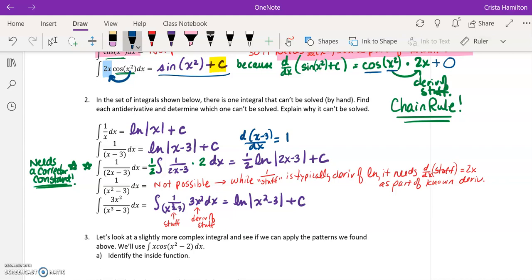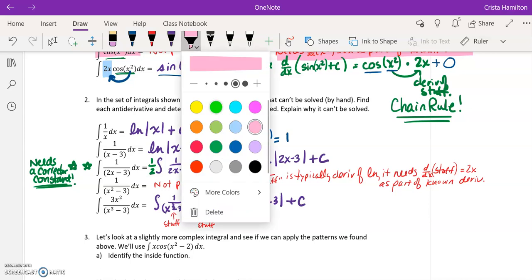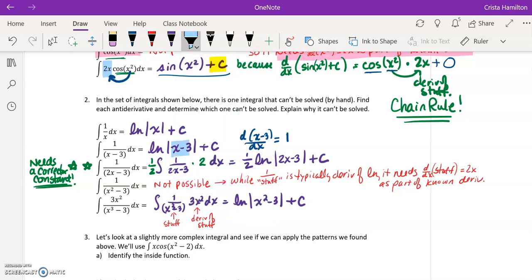And so when I look for that, it's okay that there's a 1 in the numerator of that first problem, because the derivative of x minus 3 is 1. I already have the derivative of the stuff there. So we can go straight to the answer that we are looking for here, which is ln of x minus 3. So you see how this is 1 over stuff, and then it's the ln of the stuff plus c.